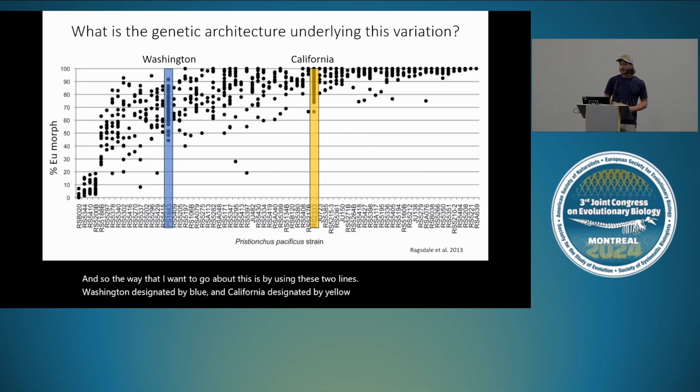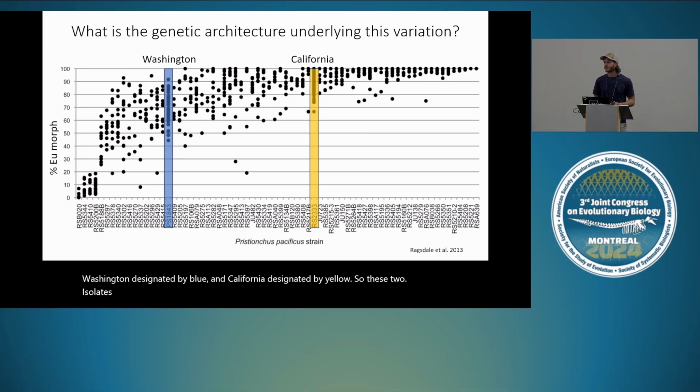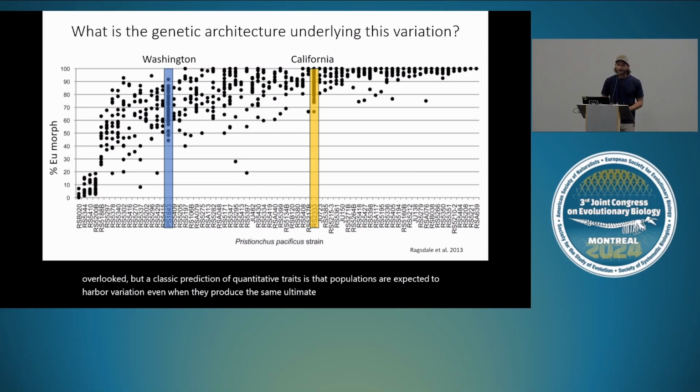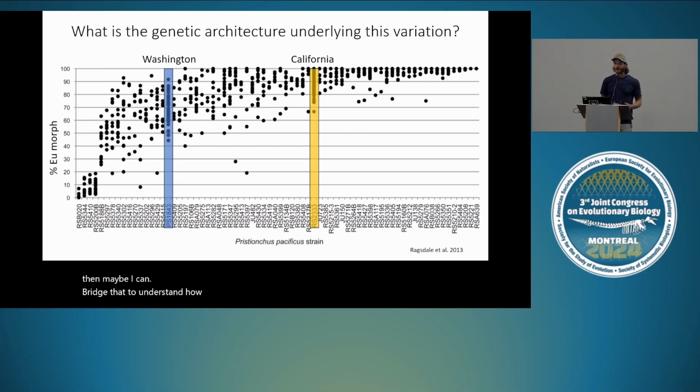These two isolates exhibit similar phenotypes under standard lab conditions. This is often overlooked, but a classic prediction of quantitative traits is that populations are expected to harbor variation even when they produce the same ultimate phenotype. So I wanted to know if there were similar mechanisms producing these phenotypes, but if there is variation, then maybe I can leverage that to understand how this is evolving under the hood, so to speak.